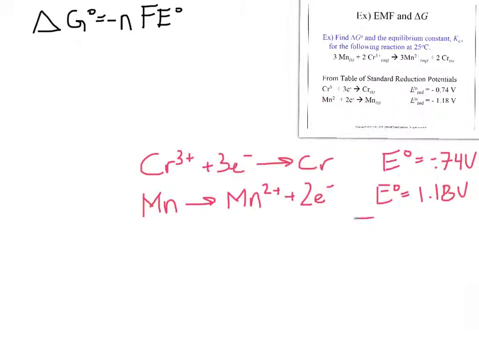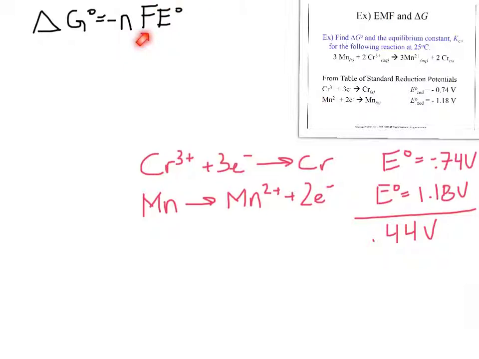We can see in our reaction that we have chromium 3 plus turning into chromium solid, just like this one's written, so that one's going to stay as is. But then manganese solid is turning into manganese 2 plus, so this reaction right here is going to need to be flipped. So then we have our new voltage values of negative 0.74 and 1.18. And that puts our voltage at 0.44 volts. So that'll be the number that we use for E.